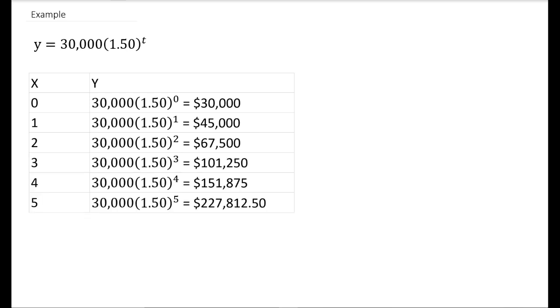Then after 3, 4, 5 years, you can see the final answer that we have, $227,000. Now, if this trend continues, this is going to be exponentially increasing, right? This is why we call it an exponential function. In this case, we're multiplying by 1.5 every single time to get to the next number.